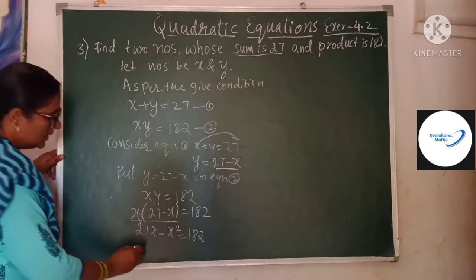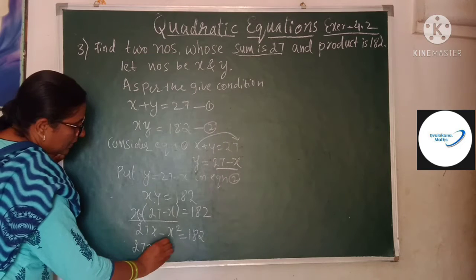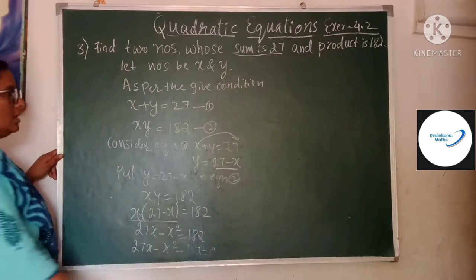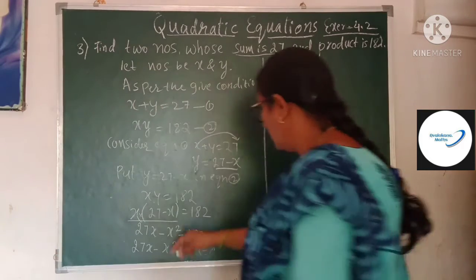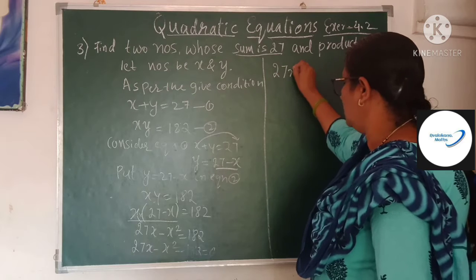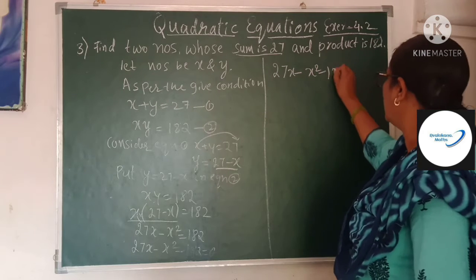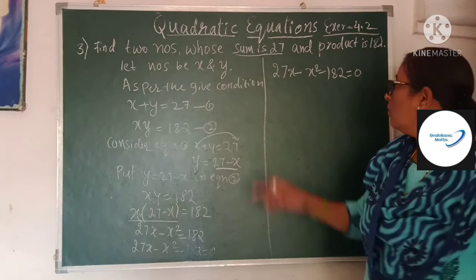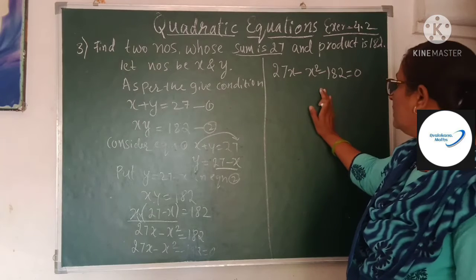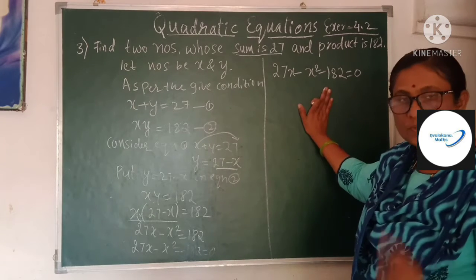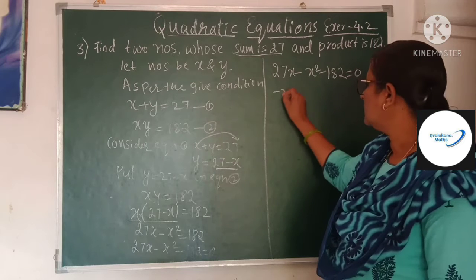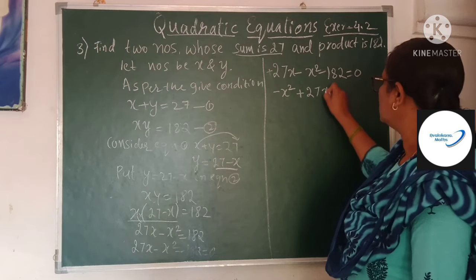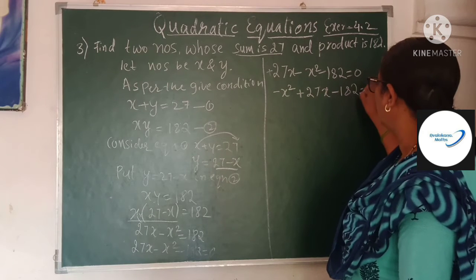Bring this 182 to this side. So what happens here: 27x minus x square minus 182 equal to 0. Let me continue with this one here. I am writing the same thing, 27x minus x square minus 182 equals 0. As we know, always we have to write the x square term first. All are on the LHS, no change in sign, just adjustment. Here it is minus x square plus 27x minus 182 equal to 0.